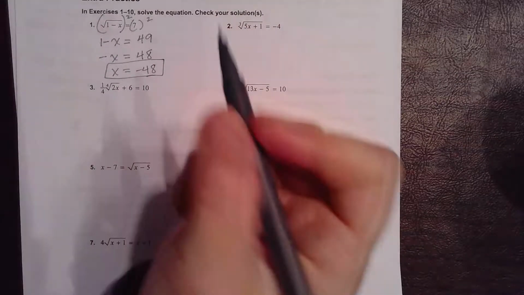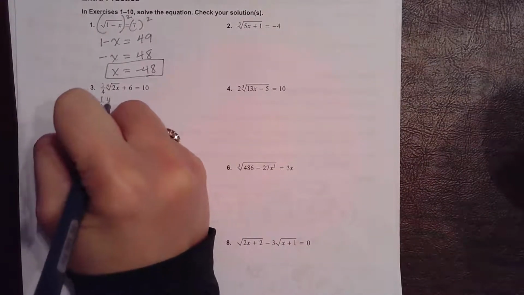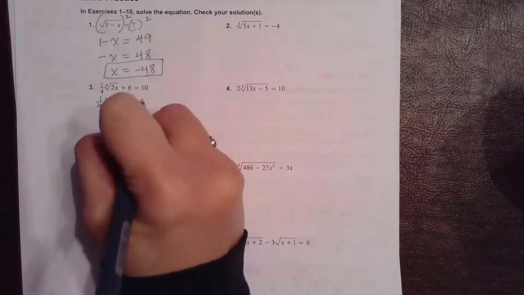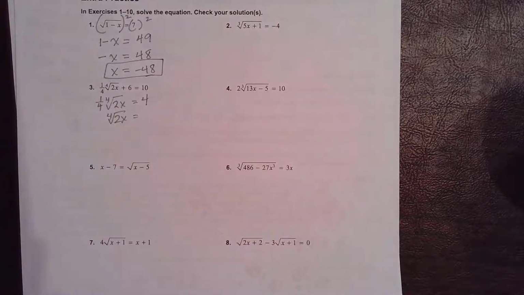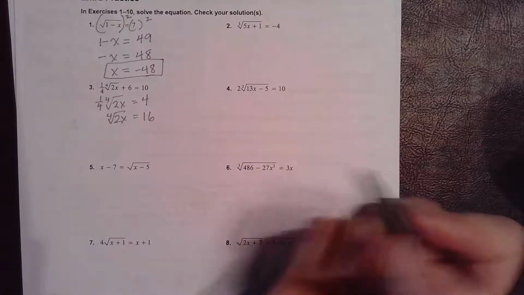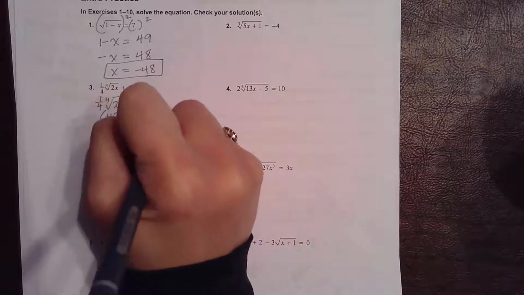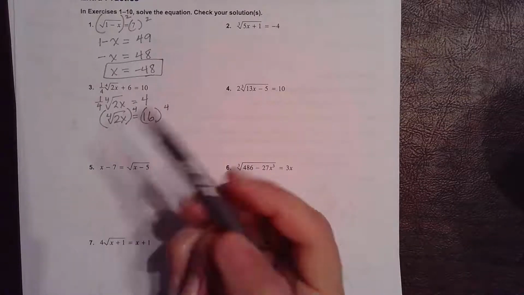Let's try number 3. Notice there's a 6 and a 1/4 here. Like you would in a linear equation, get rid of your constant term, the 6, first. So let's subtract that. And then let's get rid of that 1/4 by multiplying both sides by 4. All we're doing is isolating our radical. So what is the opposite or inverse of a 4th root? The opposite of a root is a power. So we're going to raise this to the 4th power.